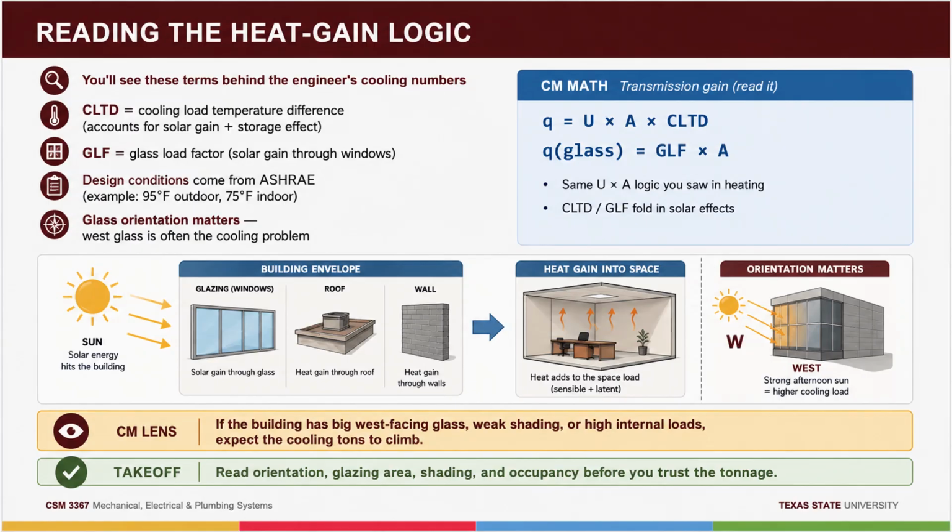2 more ideas from this slide finish the picture. Peak load. Equipment is sized for the design peak. That mid to late afternoon moment when the west sun, the outdoor temperature, and a full building stack up. And the design outdoor condition itself isn't the record heat ever measured. Engineers size to a statistical design temperature that's exceeded only a tiny fraction of the hours in a typical year.